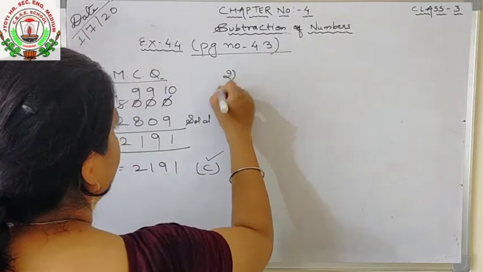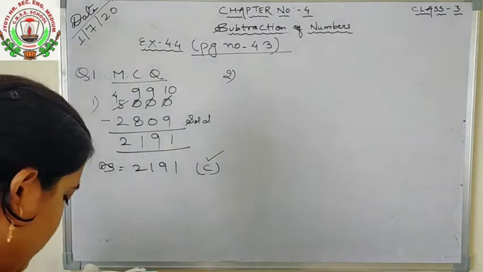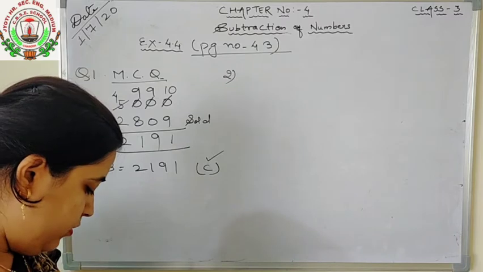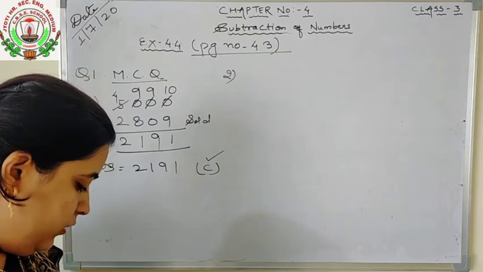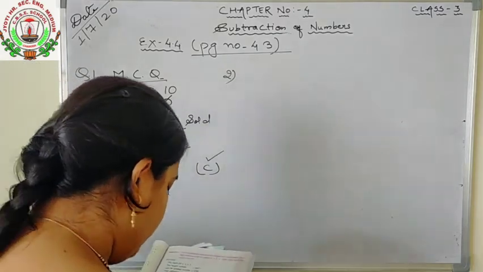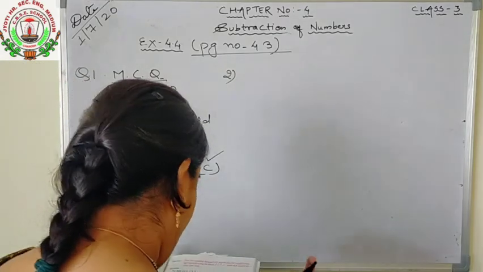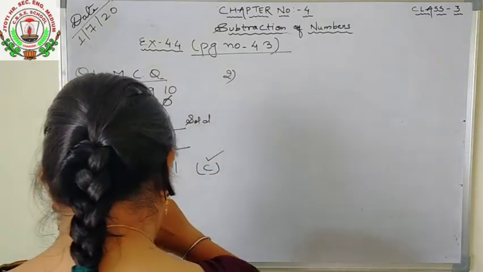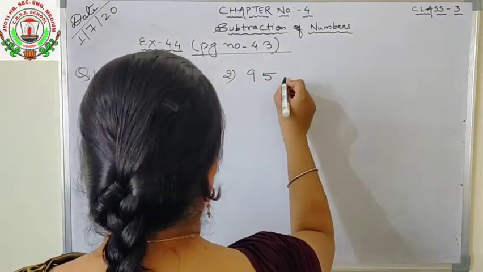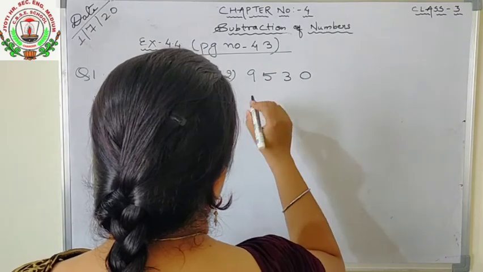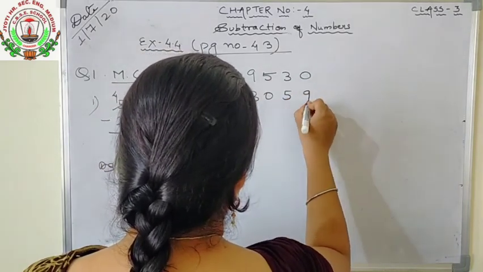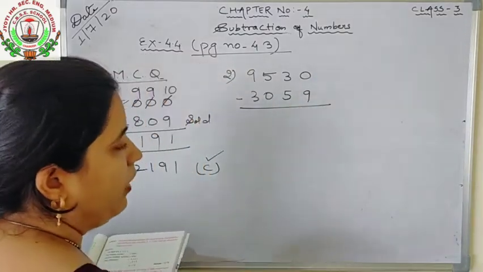Question number 2 is the difference between the largest and smallest 4-digit number that can be made using the digits 3509. You have to find the largest and smallest, and their difference. The largest number will be 9530 and the smallest will be 3059. So their difference we have to find.